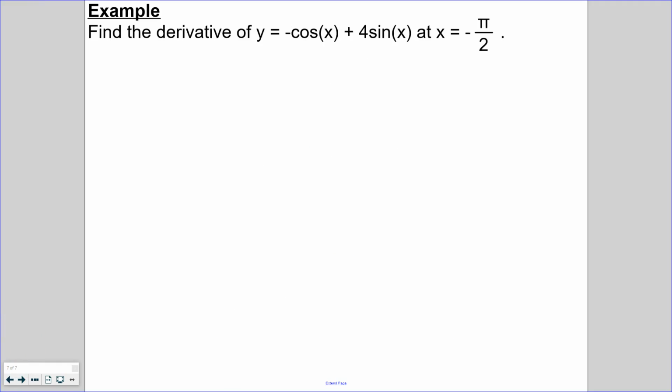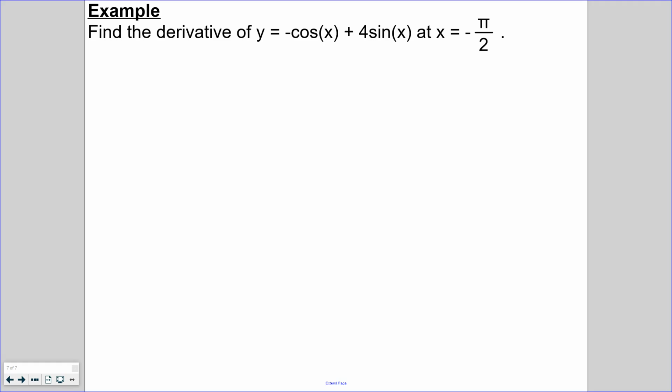And our final example is asking us to find the derivative of y equals negative cosine of x plus 4 sine of x at the x value negative pi over 2. So we are going to need to use the unit circle here. So if you don't remember what it is, it might be a good idea to go grab it as a reference. Well, before we can plug in our x value, we first need to find the derivative.